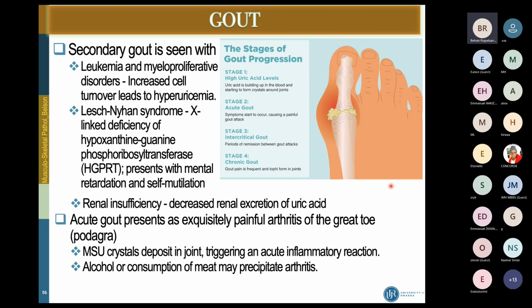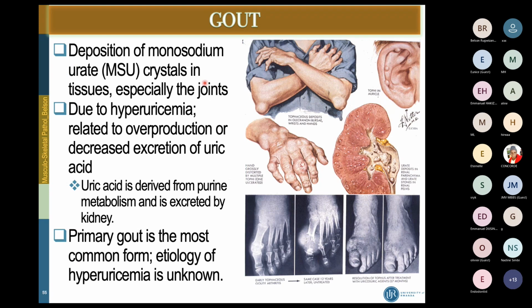So the acute phase of the gout presents as explosive painful arthritis of the great toe. So this is about the podagra. So I was explaining that this is how it usually appears. So these crystals, monosodium what? Monosodium urate.